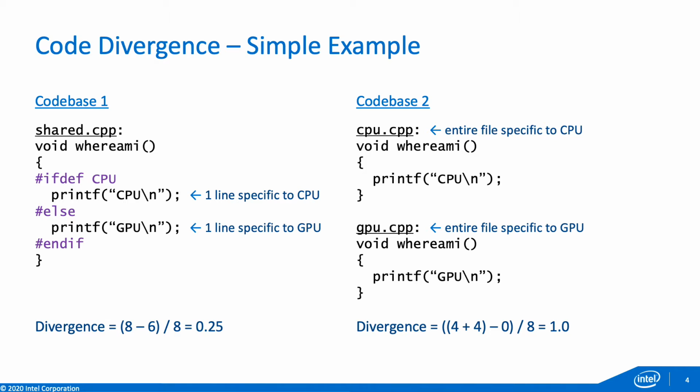There are many different forms that specialization can take, of course, so I'm not going to go into great detail on that either, but just to give you a brief idea of what this looks like. This code on the left has some preprocessor directives, and it gets a divergence of 0.25 because some code is shared and some code is specialized. Whereas on the right here, there are two different files, and so nothing is shared at all, and this gets a divergence of 1.